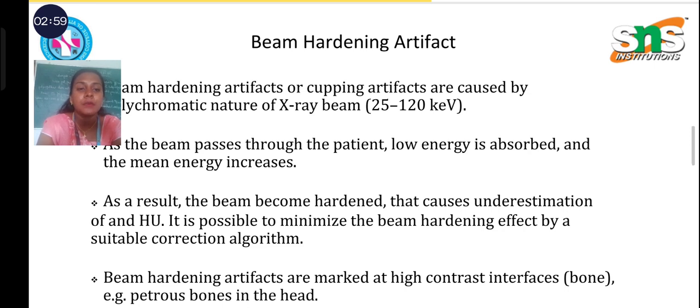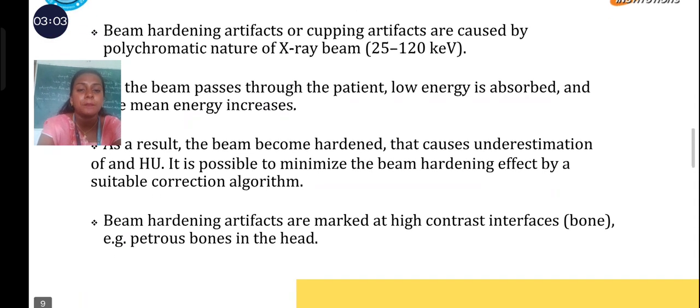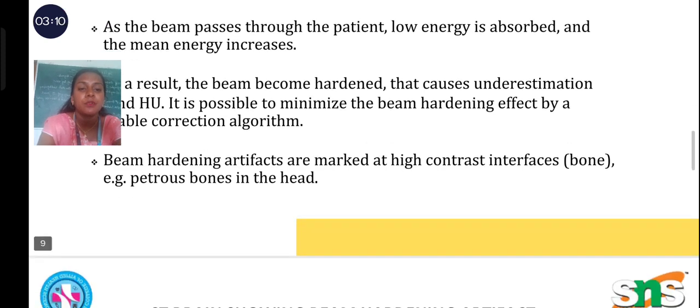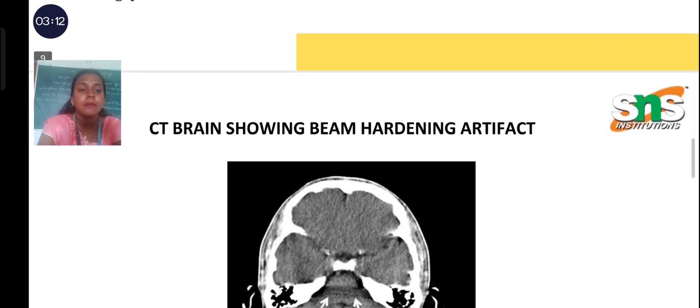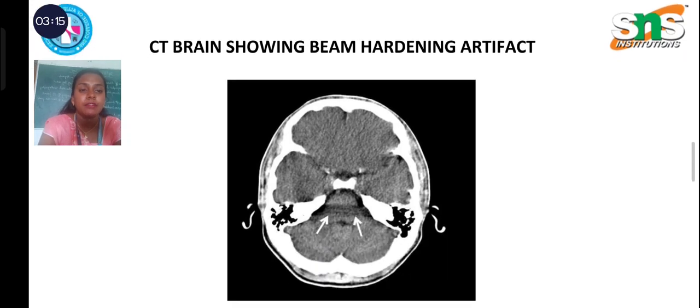It is possible to minimize the beam hardening effect by a suitable correction algorithm. Beam hardening artifacts are marked at high contrast interfaces, for example, the petrous bone in the head. Brain showing beam hardening artifact.